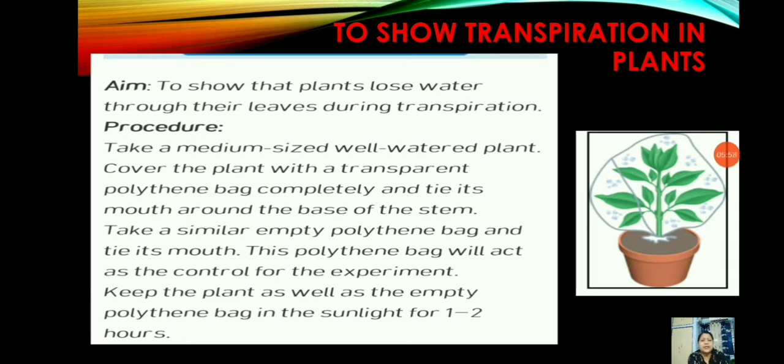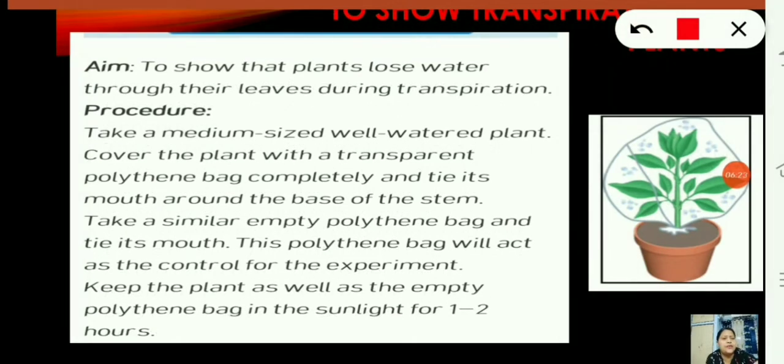Procedure: take a small, medium-sized, well-watered plant. Cover the plant with a transparent polythene bag completely and tie its mouth around the base of the stem. So you can see, children, there is a plant, and it is fully covered till here with the polythene packet. In place of the entire plant, you can take one leaf also. You can cover only one leaf in order to check the process of transpiration.